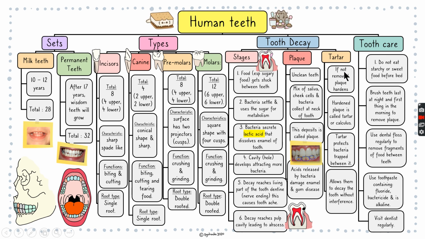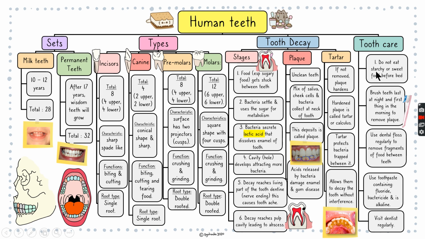But if this plaque is not removed, it can be hardened, and when it hardens, you call that tartar. Tartar protects the bacteria trapped between the tartar and the tooth, also the gums. So this hardened plaque will then allow the teeth to decay without interference. This means that even if you brush your teeth, it's going to be really difficult to remove it because it's very, very hard.